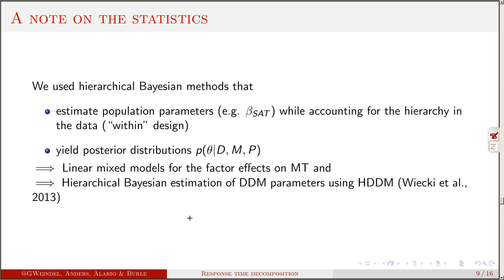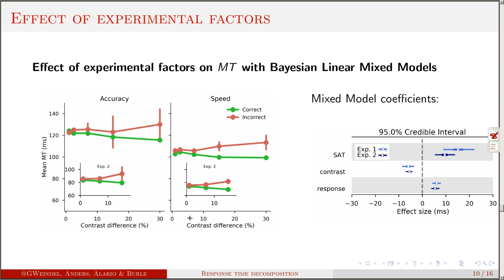So first, looking at the effect of experimental factors on MT, the raw data are presented on the left, contrast level on the x-axis, mean MT on the y-axis. When accuracy is favored, it's the left column, and when speed is emphasized, it's the right column. And the distinction is also made between correct and incorrect responses, respectively in green and in red. The second experiment raw data is in the small insets with the same design. The plot on the right represents a subset of the mixed model coefficients, which are read like linear models. To simplify, I simply removed the interactions to ease the presentation, but the whole analysis can be found in the preprint.